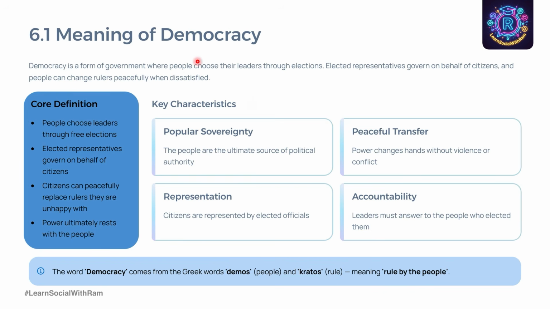And to know the history behind the emergence of the word democracy, actually the word democracy comes from the Greek word demos, which means people, and kratos, which means rule. The meaning of democracy is nothing but the rule by the people.